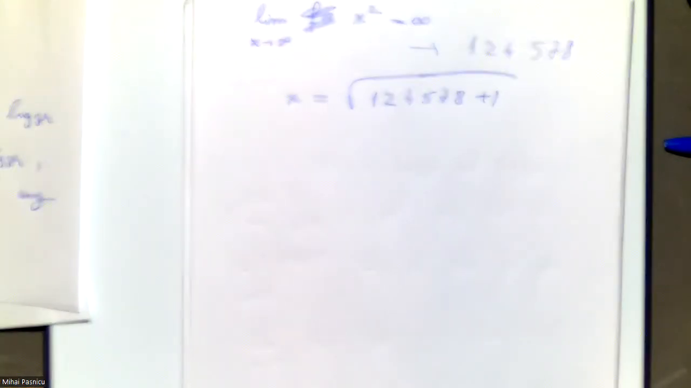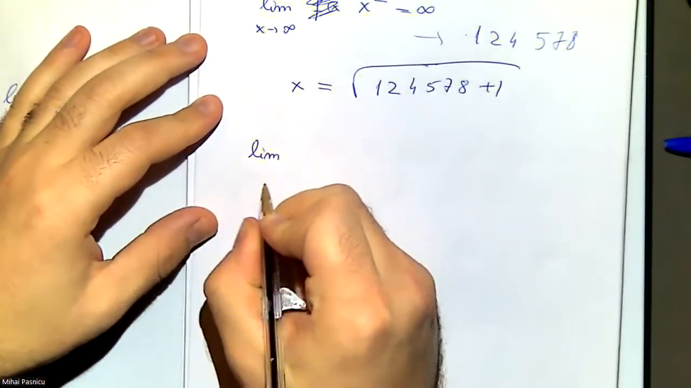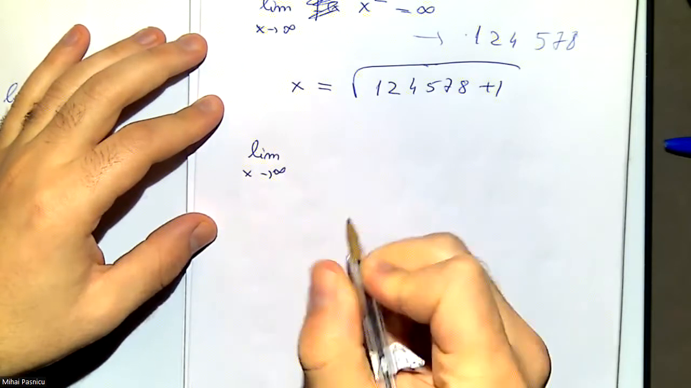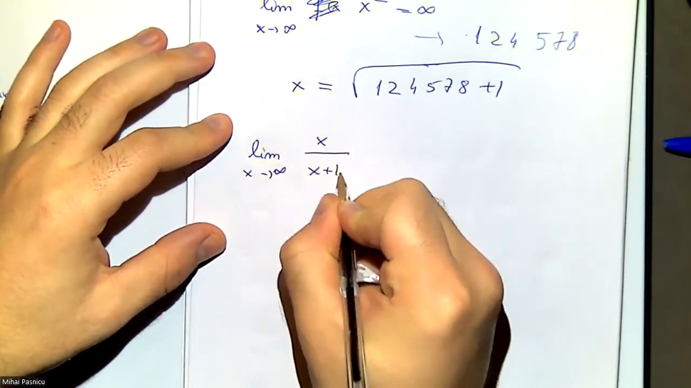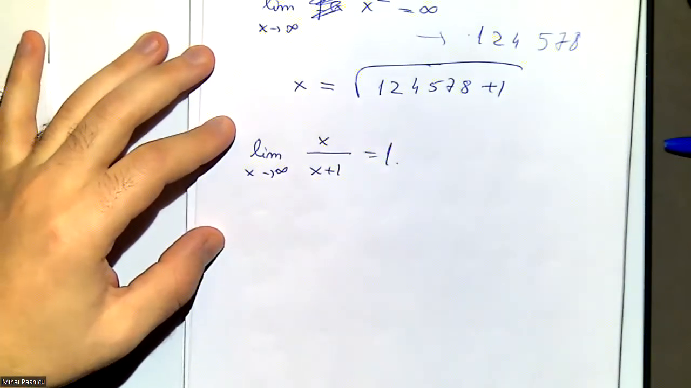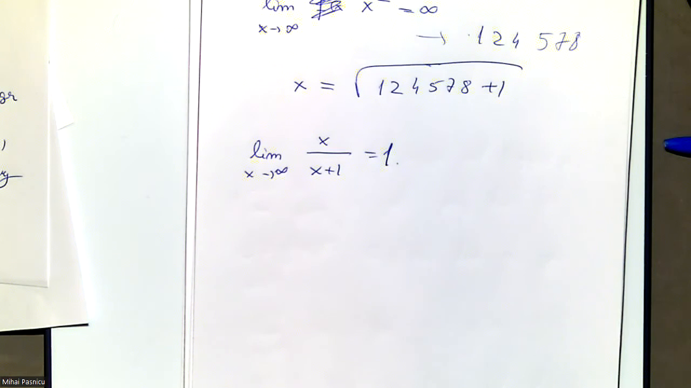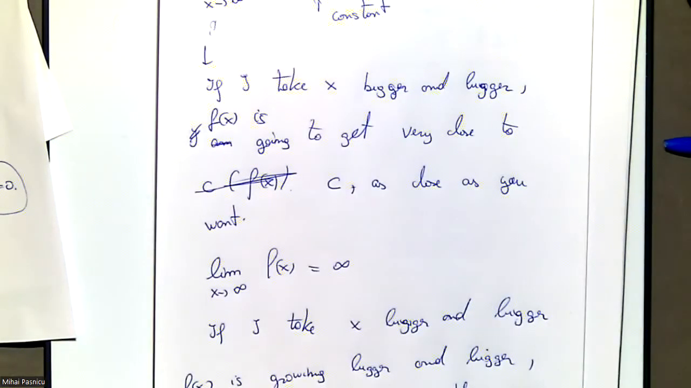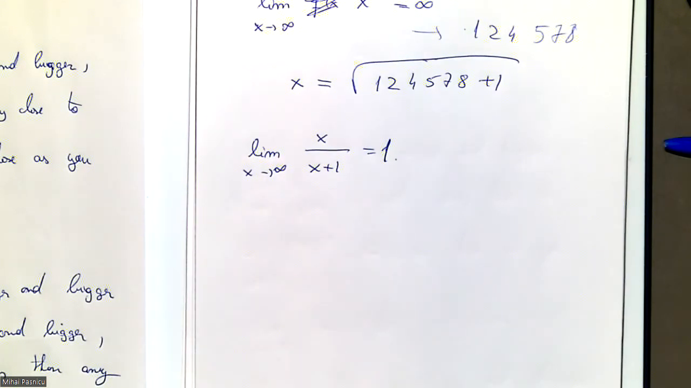And when it goes to a constant, let me give an example. As x goes to infinity, x plus 1 over x goes to 1. I don't want to do 0 because that's too simple. I'm saying this goes to 1. Checking it in the back of my head: if I take x bigger and bigger, I'm going to get very close to 1. That is the definition, as close as you want.